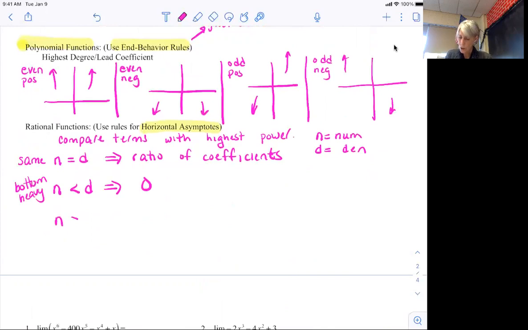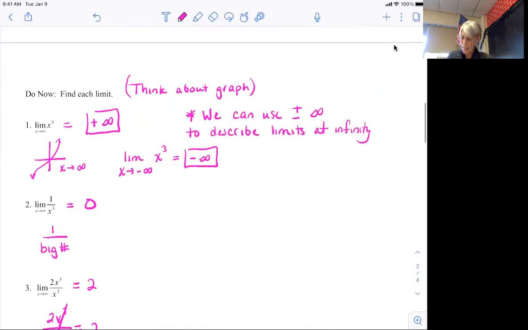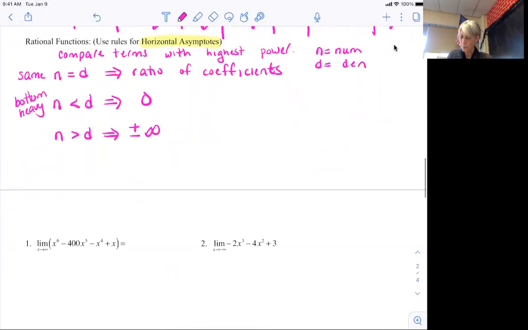If n is greater than d, our answers go to positive or negative infinity. And technically that would sort of be this example here. Even though it doesn't look like a rational function, this is really x cubed over 1. But we don't have to worry about that so much. We call this top heavy.